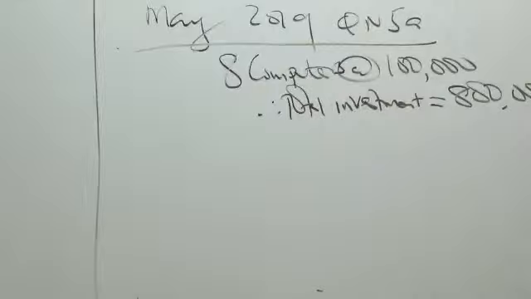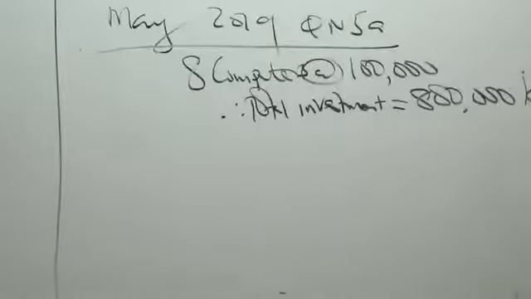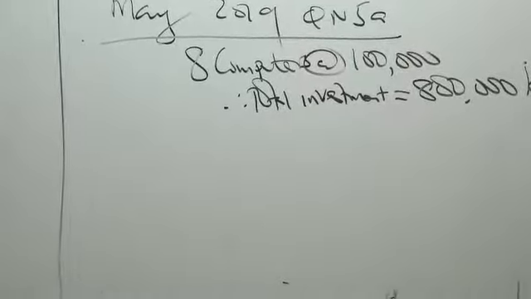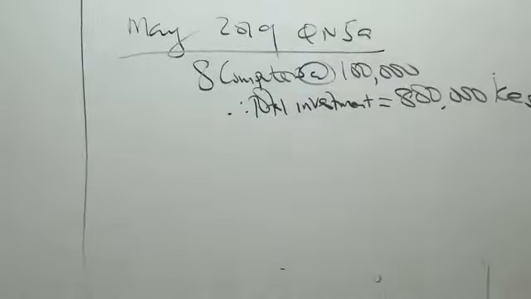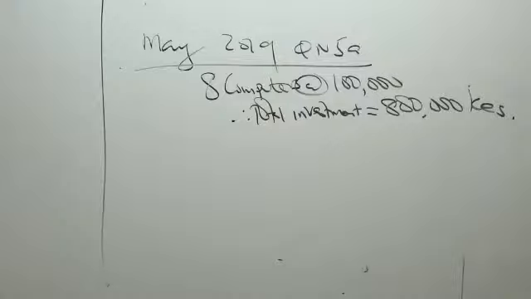Kenya shillings, 800,000. So I'm trying to look at the low-hanging fruits here. Like that investment, not many students were able to get that right. Great. So 800,000 Kenya shillings.